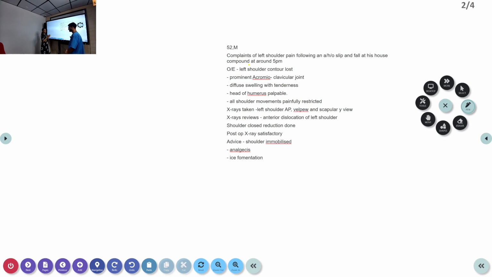But if the patient is having an associated arterial injury or any sensory deficits, or if the patient is having an associated fracture, such as a surgical neck of humerus fracture, we will have to call orthopedics. And if it is a recurrent shoulder dislocation, what is the other complication that we should expect?